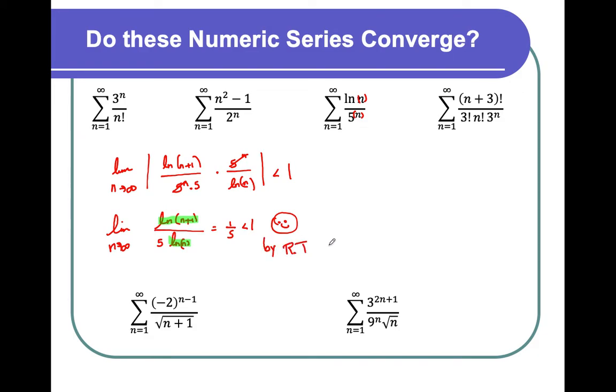Ratio test for convergence: if the limit of the ratio of successive terms is less than 1, then by the ratio test you will have convergence. All these things are proven. We're just using them. Somebody else has already proven that these tests work.